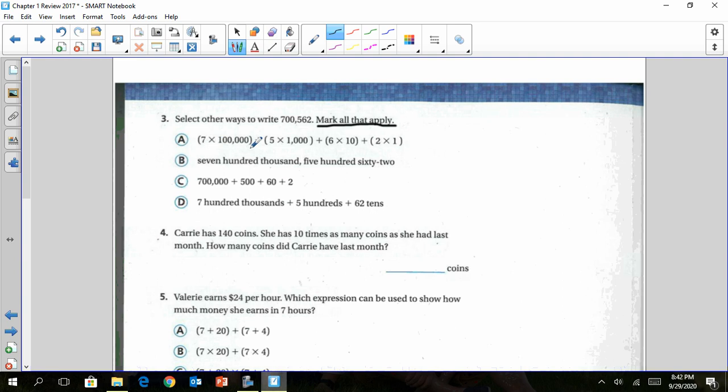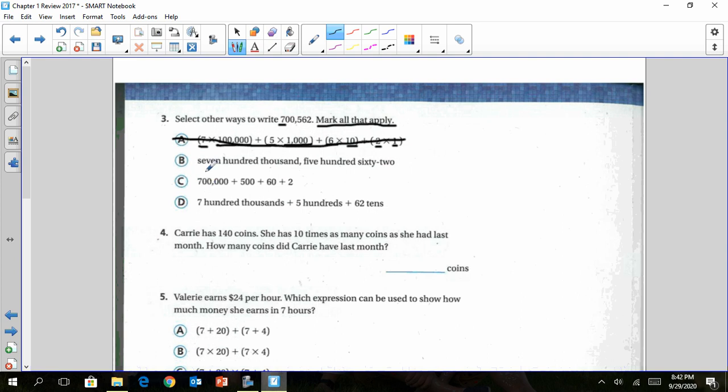So when you're looking at expanded form, really you're just looking for the digits, these digits here, and the place values. So these would represent the place values that those digits would be in. So is there a 7 in the 100,000s place? That is correct. Is there a 5 in the thousands place? There is not a 5 in the thousands place. So therefore A is not correct.